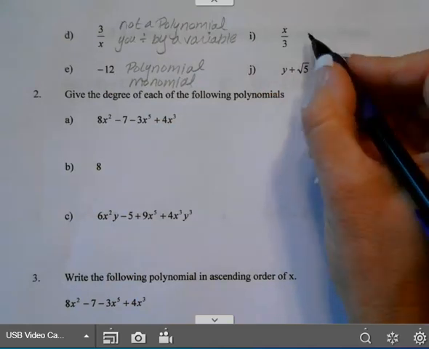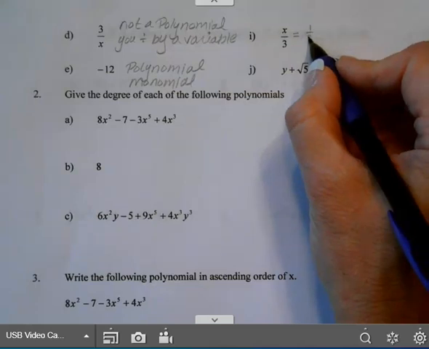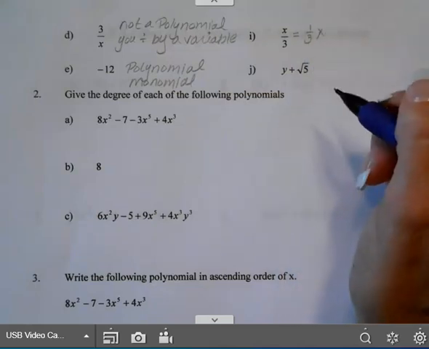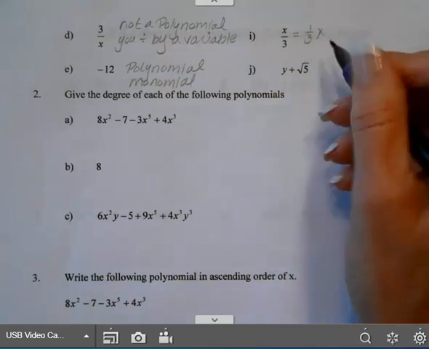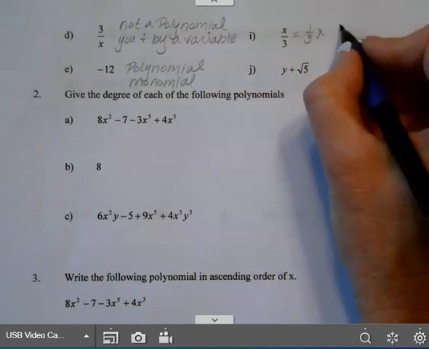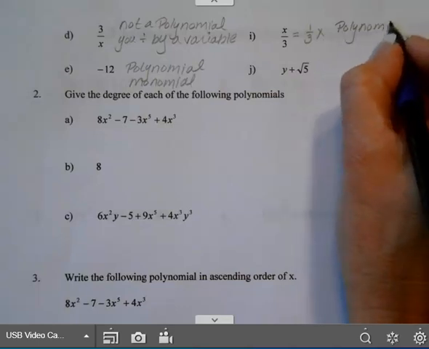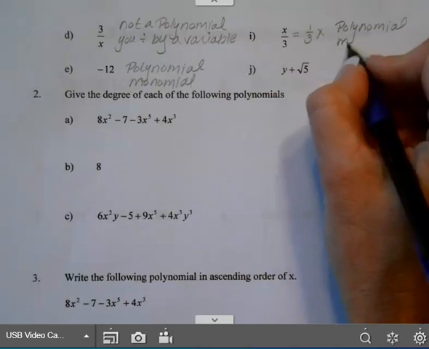On my next example, I have x divided by 3. I could write this as 1/3 times x. Notice I didn't divide by a variable. So this is just a number multiplied with a variable, so this is a polynomial. Specifically, it would be a monomial.